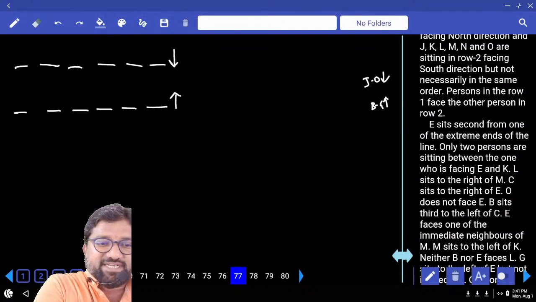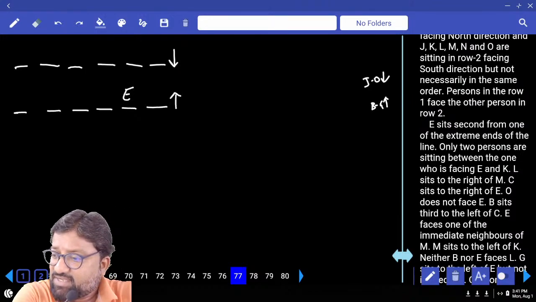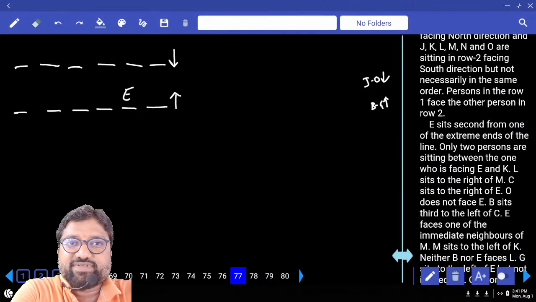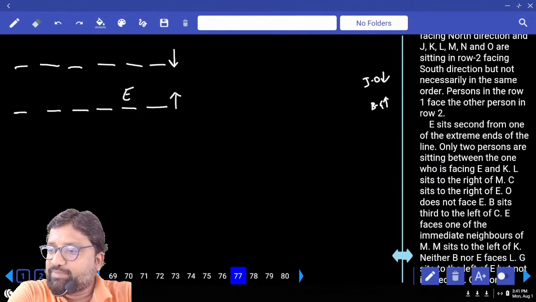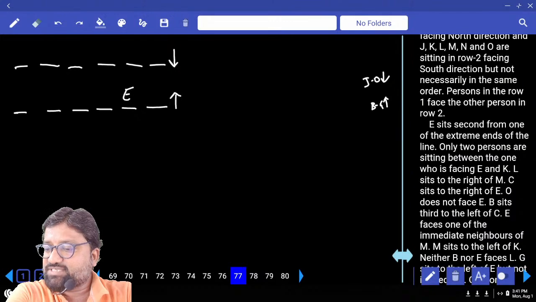Okay, E sits second from one of the extreme ends of the line, and how many possibilities did I say? 2 possibilities. Let us try to search if there are any more clues above this. Only 2 people are sitting between the one who is facing E and K. L sits to the right of M, C sits to the right of E, O does not face E.